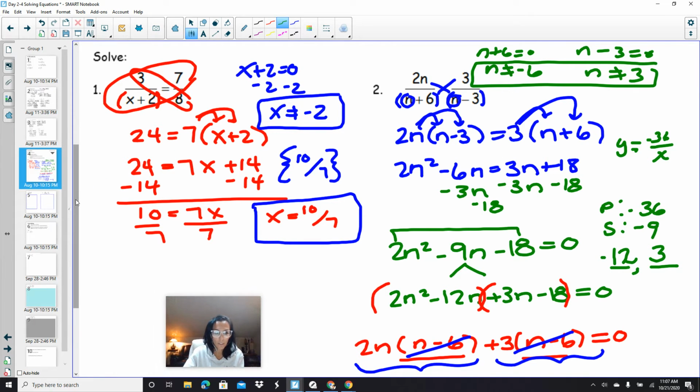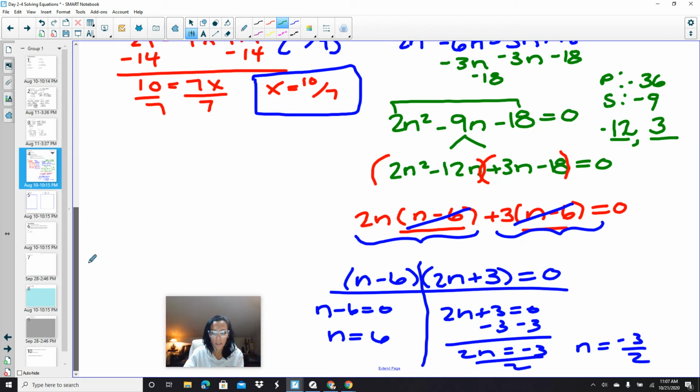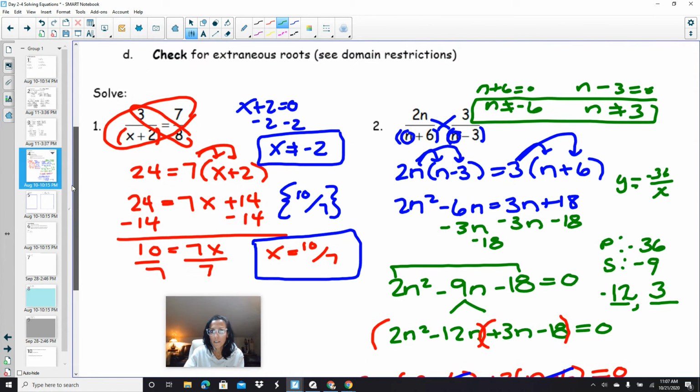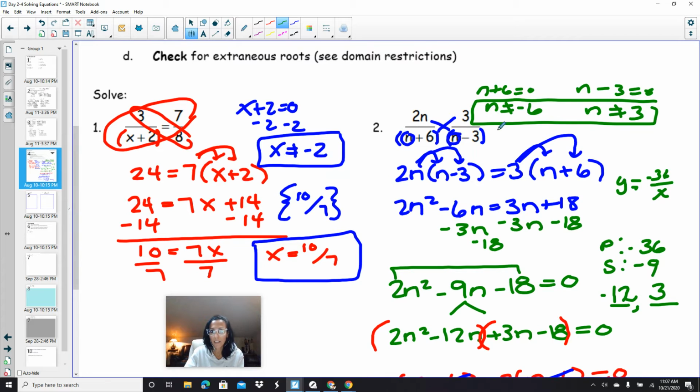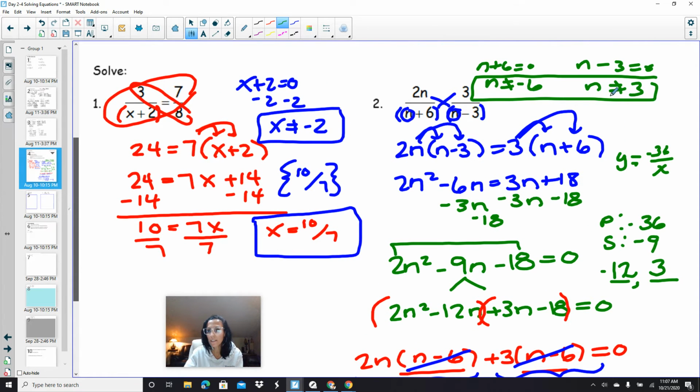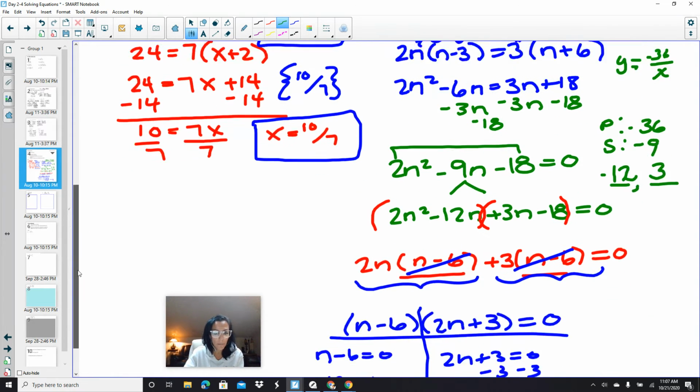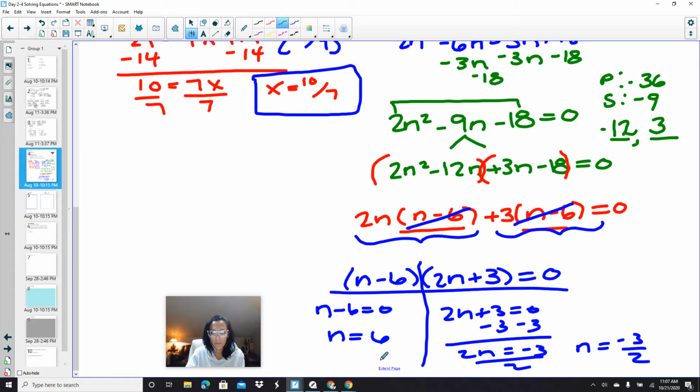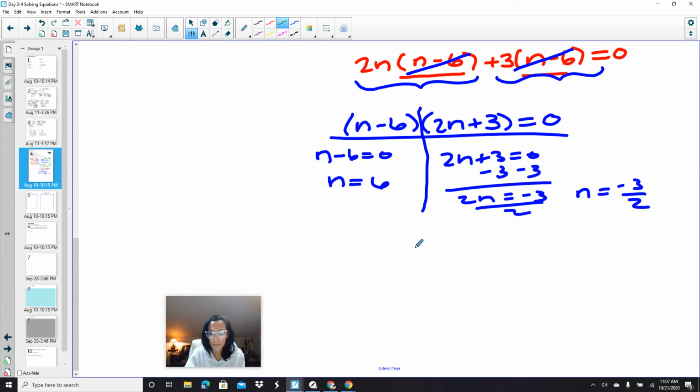Let's see if there's a conflict with what I stated n equals. I'm saying n does equal 6. And up here, oh, we're okay because that says n cannot be -6. So that's good. And then I have -3/2, and that says n cannot equal 3. So we are in good shape. There are no extraneous roots here. So what I do is write my final answer, -3/2, 6.